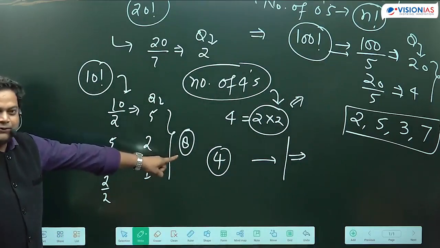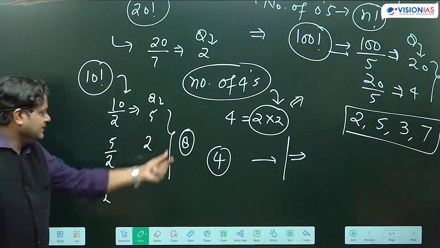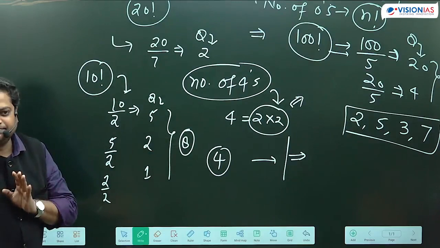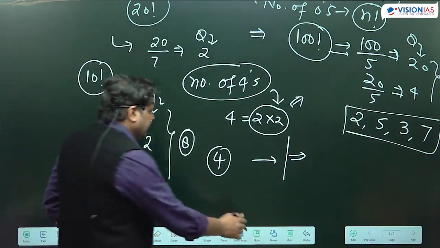So how can we get one 4? With the help of two 2s. We are getting 8 2s, that means 8 by 2. The number of 4s will be 4. The same way we can calculate for 8.